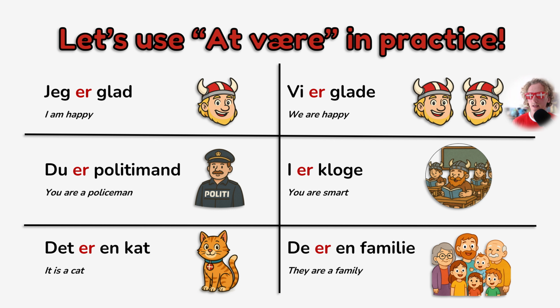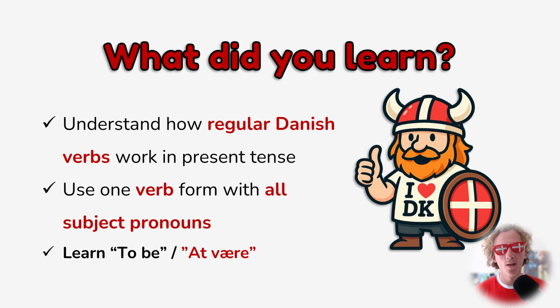Very good. As you may have noticed in these examples, there are some plural adjectives and some different adjectives that we don't know. We are going to take a look at adjectives in a later lesson. So for now, just try to remember the vocabulary and feel free to practice your verbs in the present tense after this lesson. Now, what did we learn? Let's sum up what this lesson covered. First of all, we now understand how regular Danish verbs work in the present tense. We can now use verbs with all the subject pronouns. And we now know the Danish form of to be.